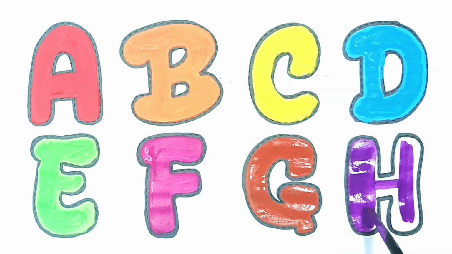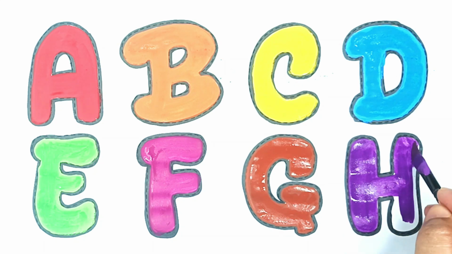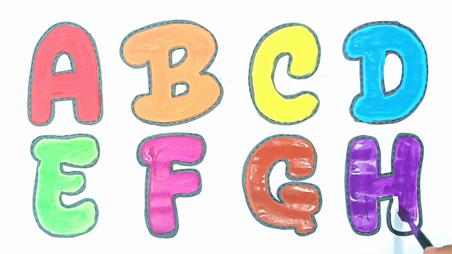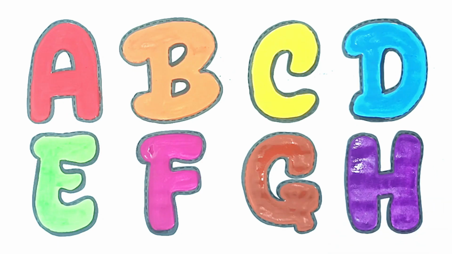H is for hammer. H is for hat. H is for hair, and your grandpa's is gray.